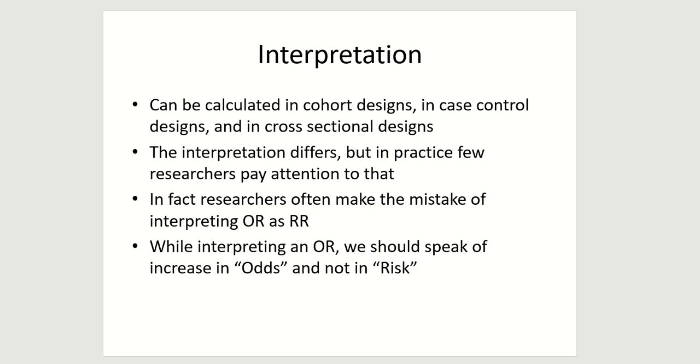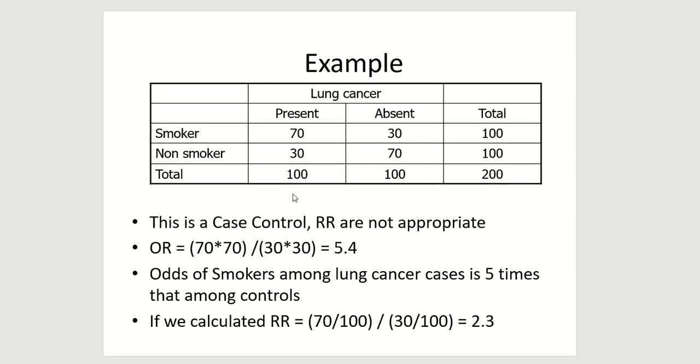So we used to say the risk is doubled in the exposed versus the non-exposed. Now you're going to say the odds are doubled in the exposed versus the non-exposed. We used to say the risk decreases 20% in the exposed versus the non-exposed. You say here the odds are decreased 20%. Okay? So here's an example.